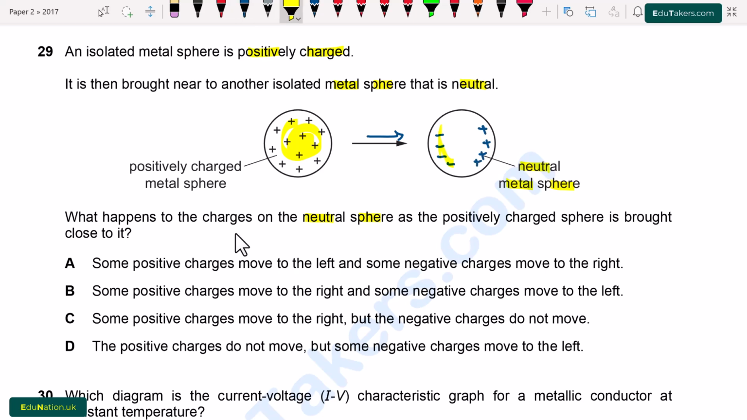Now we see the options. Option A. Some positive charges move to the left and some negative charges move to the right. Option B. Some positive charges move to the right and some negative charges move to the left. Option C. Some positive charges move to the right but the negative charges do not move. Option D. The positive charges do not move but some negative charges move to the left. Here we can see that these are the negative charges that move to the left, but the positive charges do not move. From here, option D is correct.